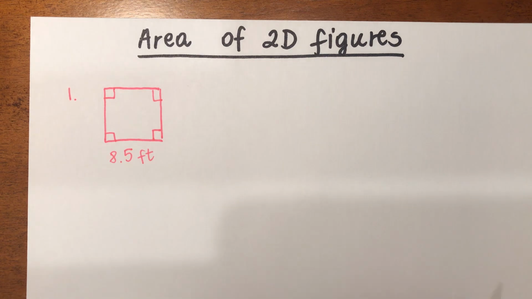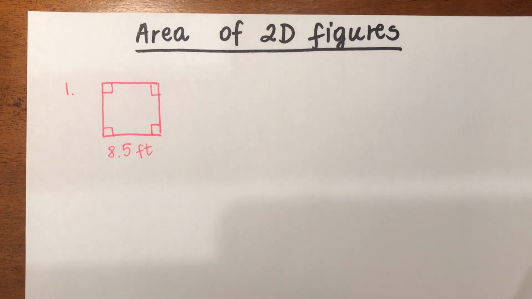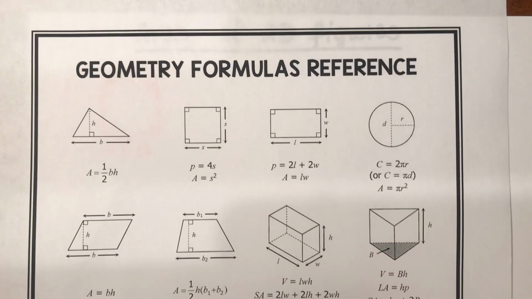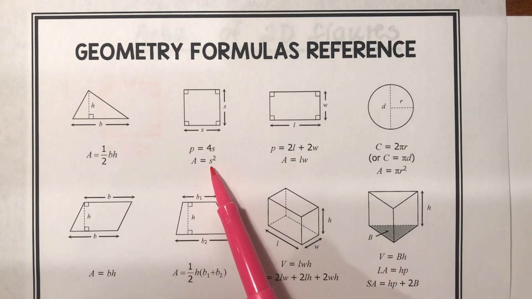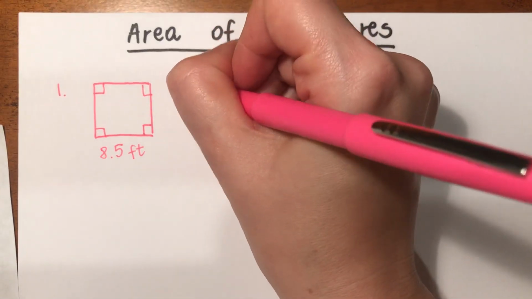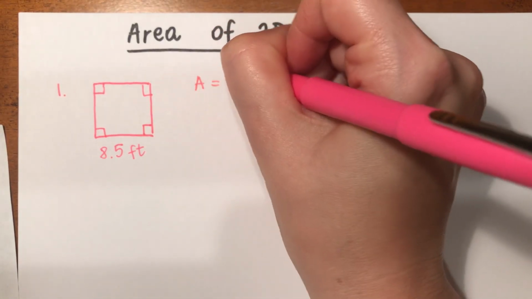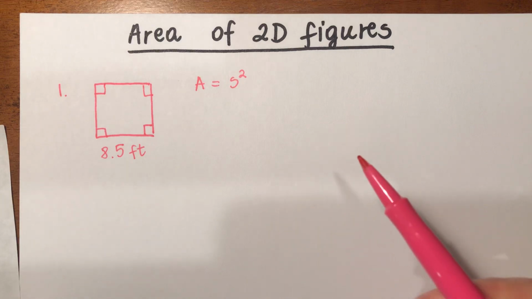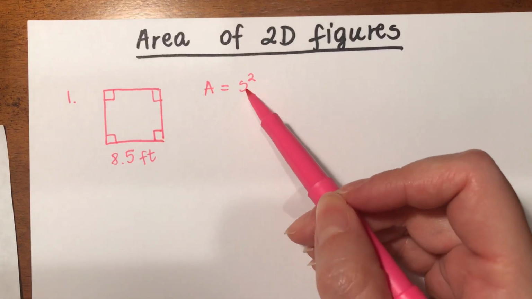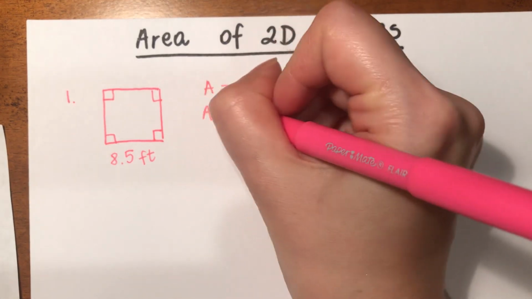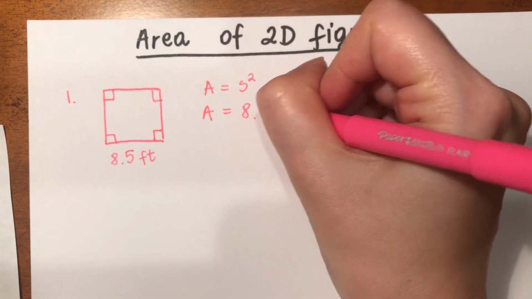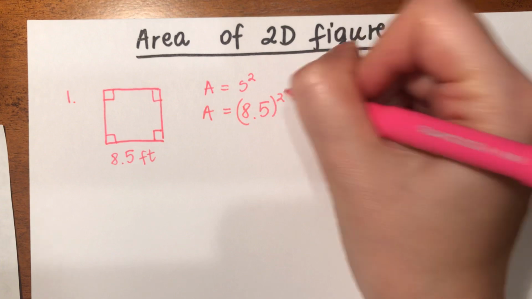These are the given units. So for each problem you were looking for area. So let's go ahead and look at the formulas. Area of a square is s squared. Okay, so let's write that down. Again, area equals s squared. S stands for side. Now, I'll just substitute s with 8.5. So area equals 8.5 squared.